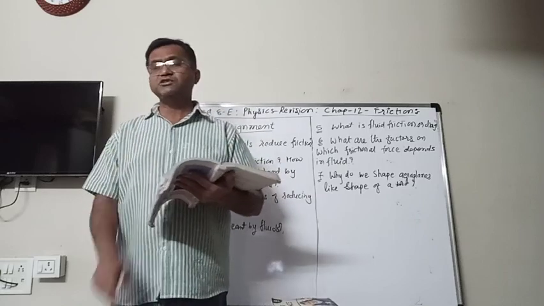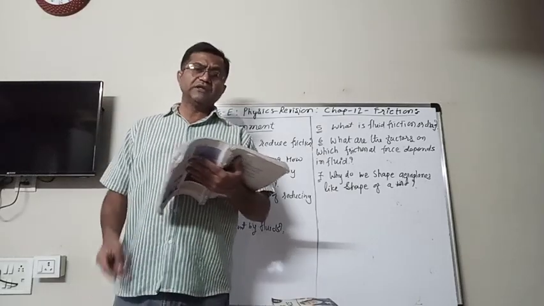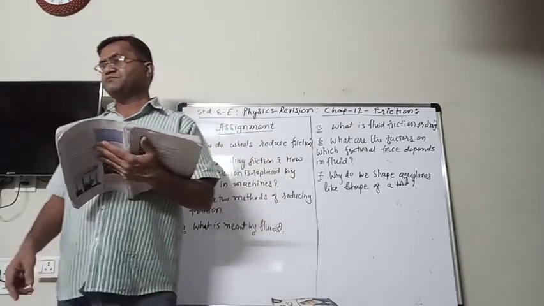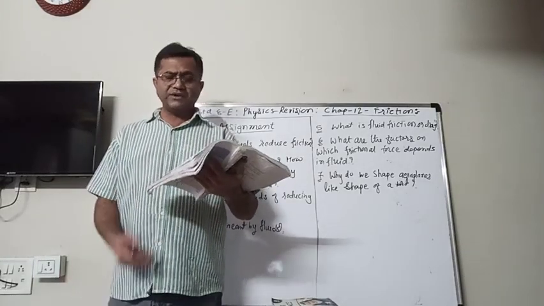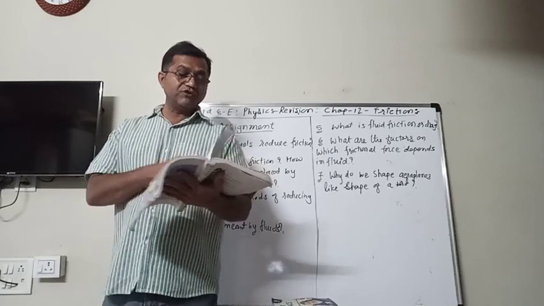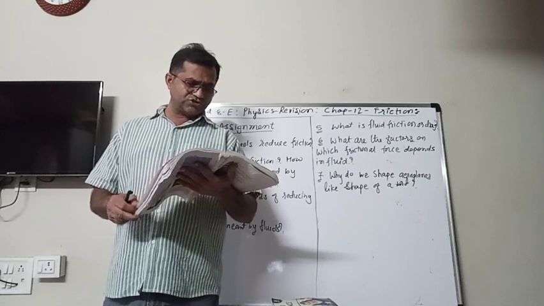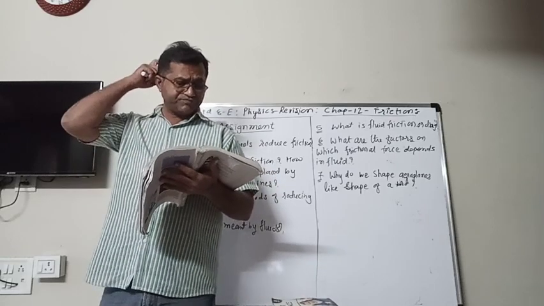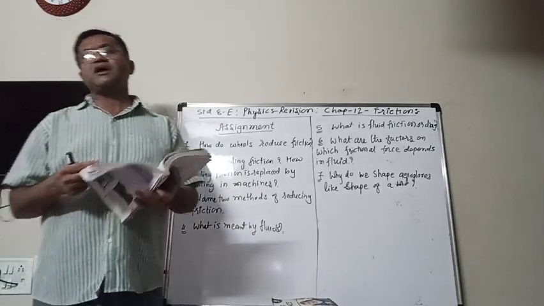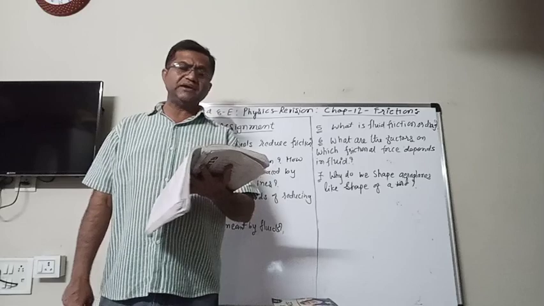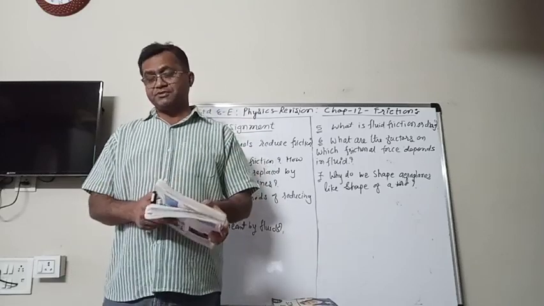Then how can we reduce the friction? By using fluids, the lubricants. Then we saw three types of friction: static friction, sliding friction and rolling friction. And at last we learned about fluid friction. In fluid friction we saw that fluid is the common name for gases and liquids, and that is all we learned in this chapter.